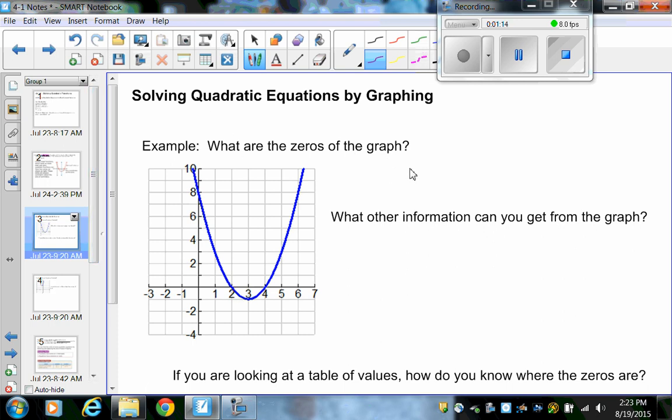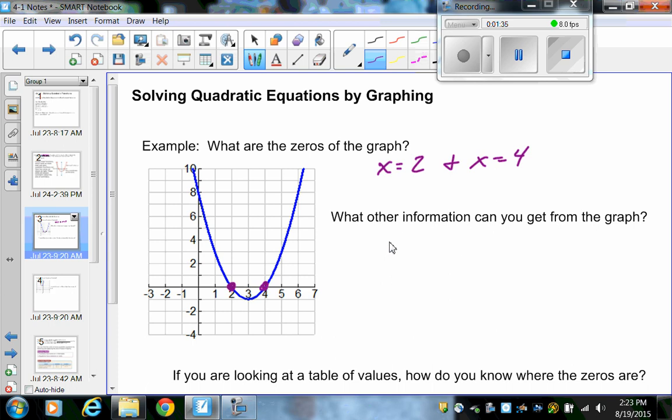So in this example, it says, what are the zeros of the graph? So I'm literally going to look at the graph and see where it crosses the x-axis. It crosses the x-axis here, and it crosses the x-axis here. So the zeros of the function would be at x equals 2 and x equals 4.